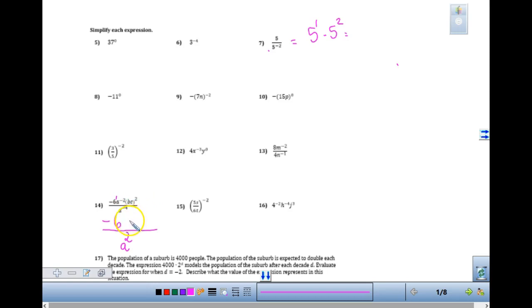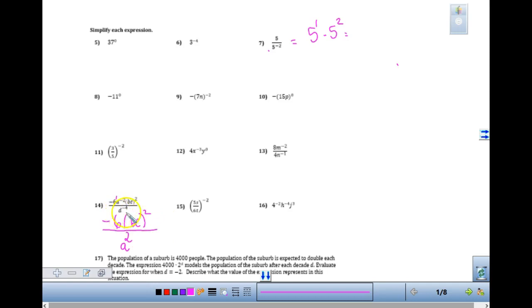Treasure, if I'm looking at B, C to the 2nd, what should I do with that? Keep it up there? Or move it? Emma, can you help her? Keep it up there. Why? Because it's not negative. So we are never moving. You never want to move something if it's positive. We're going to keep it where it's at.